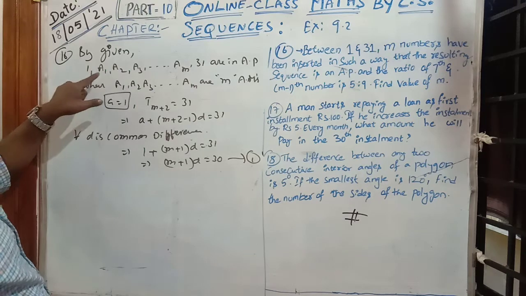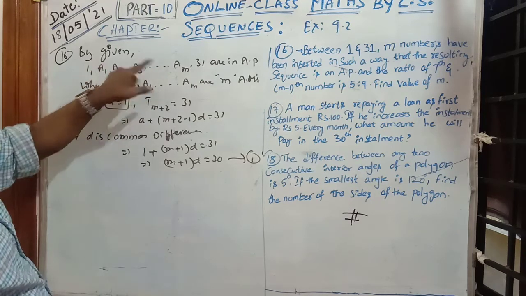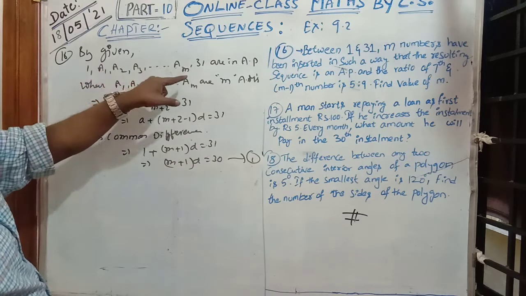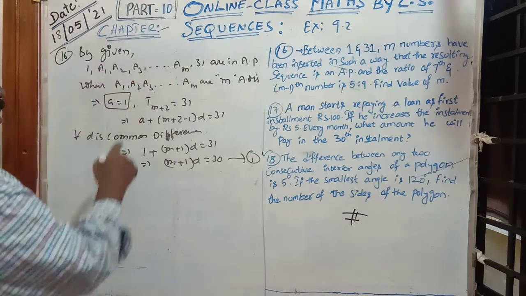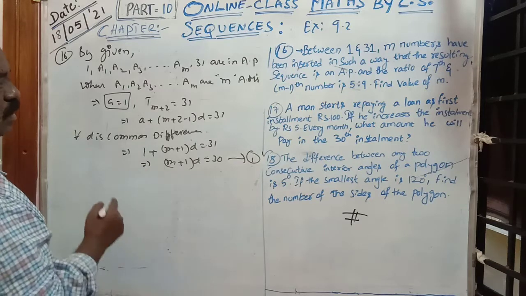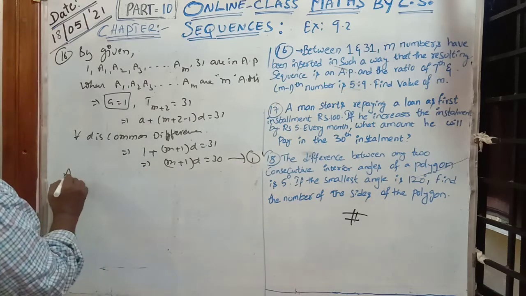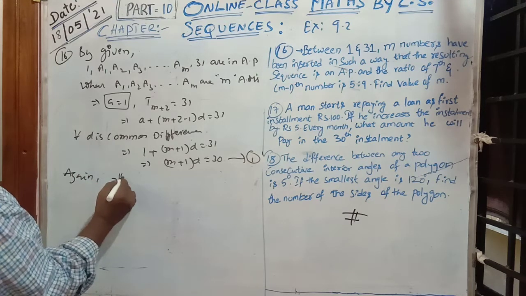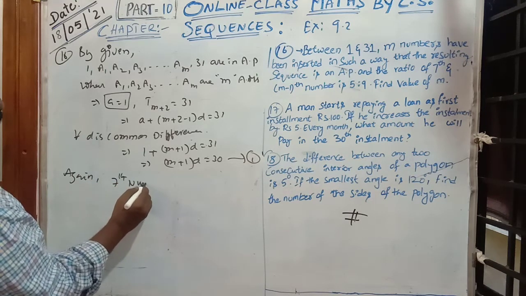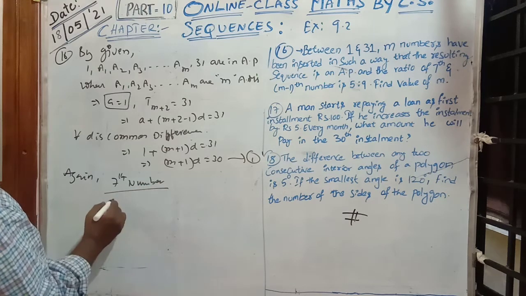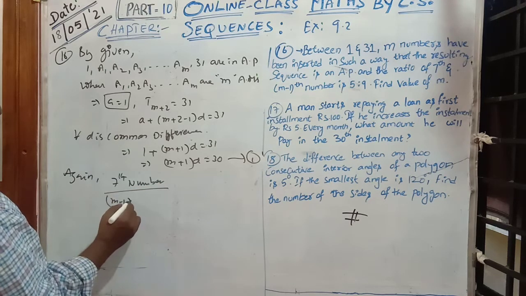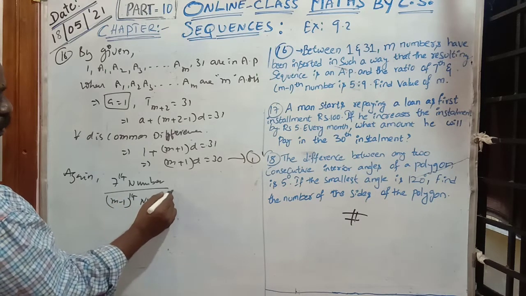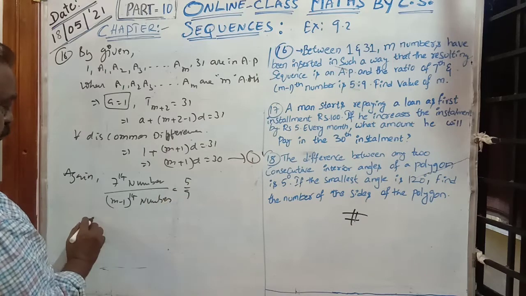Here you see there are m numbers between 1 and 31. So 31 is the m plus 1 plus 1, that is m plus 2, term. Through that we get this result. Again, the 7th number by the (m minus 1)th number, that ratio is 5 by 9.